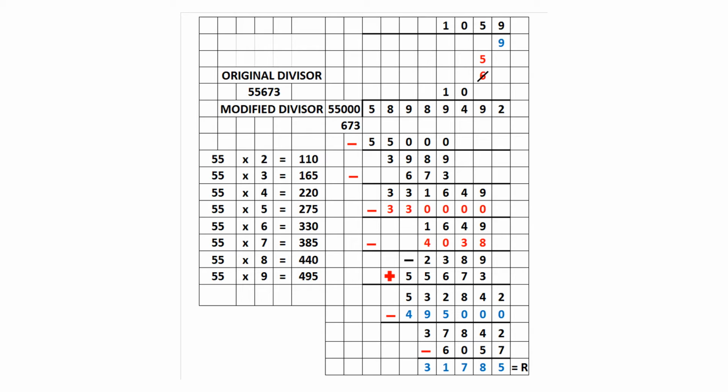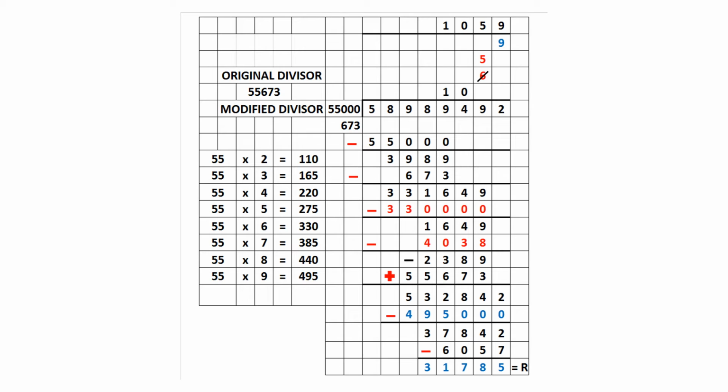We're going to form a modified divisor. We take the leftmost 2 digits, 55, and then follow that with 3 zeros replacing the 673. The 673 is written under the 55,000. For each quotient digit, we will have 2 subtractions. So our first task is how many 55,000s go into 58,989?